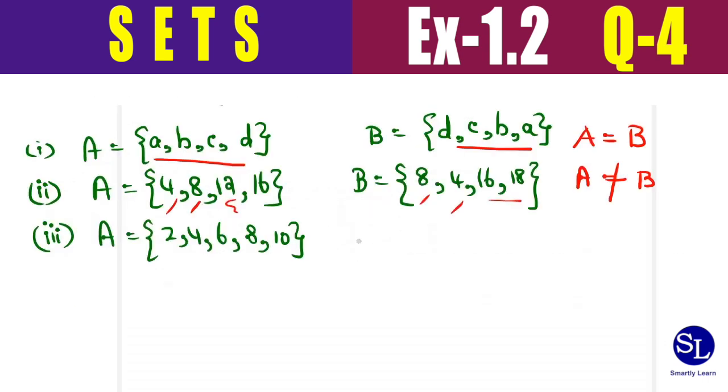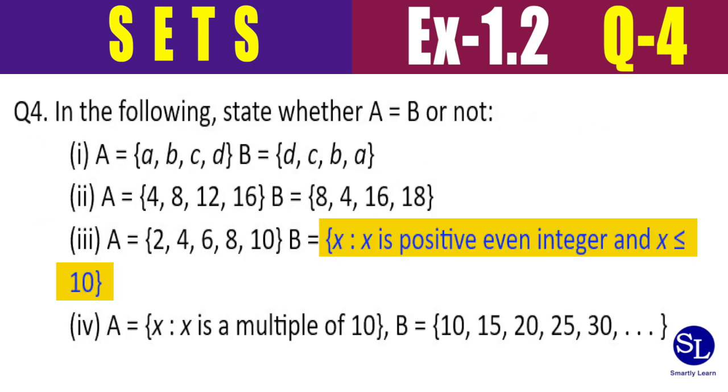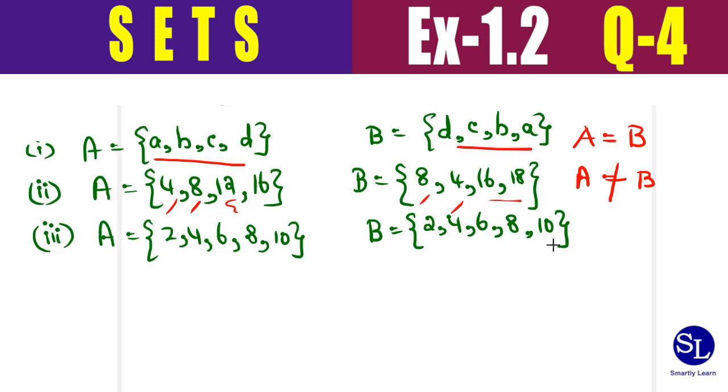So even positive integers. Since it's positive integers, we will start with 2 and not 0, because 0 is neither positive nor negative. So 2, 4, 6, 8, and it says less than or equal to 10, so I have to include 10 also in set B. Now if you compare, set A has 5 elements, set B also has 5 elements and every element in A is also there in set B. Therefore, A is equal to B.